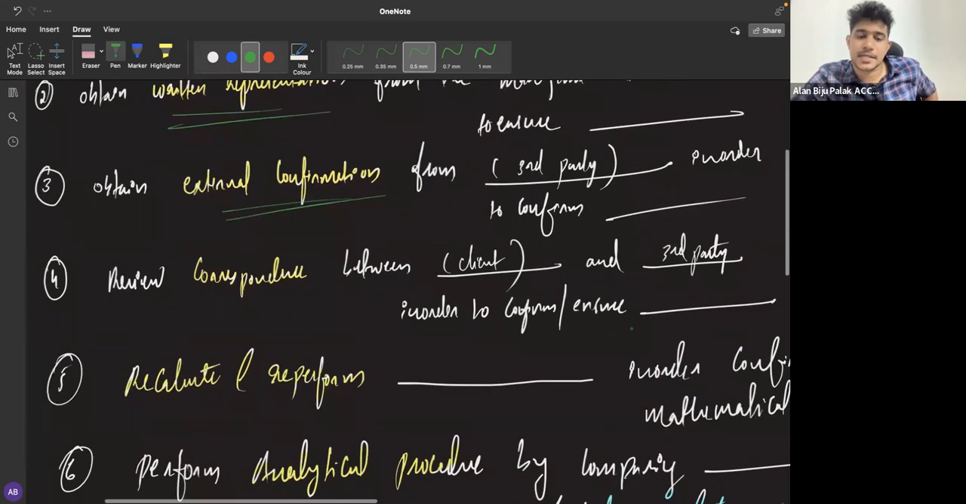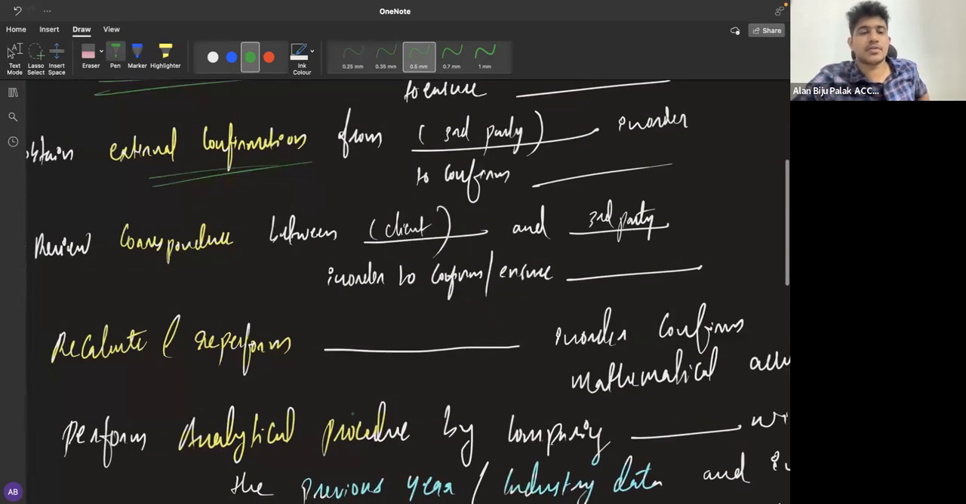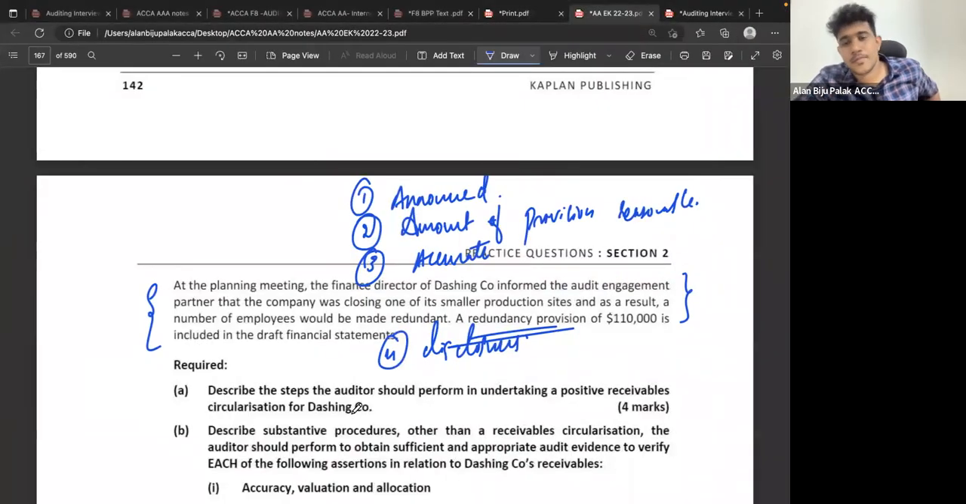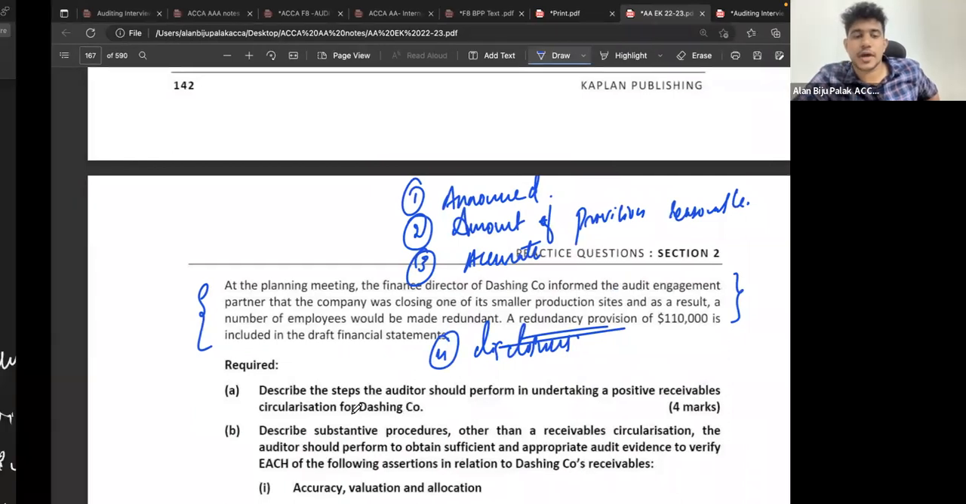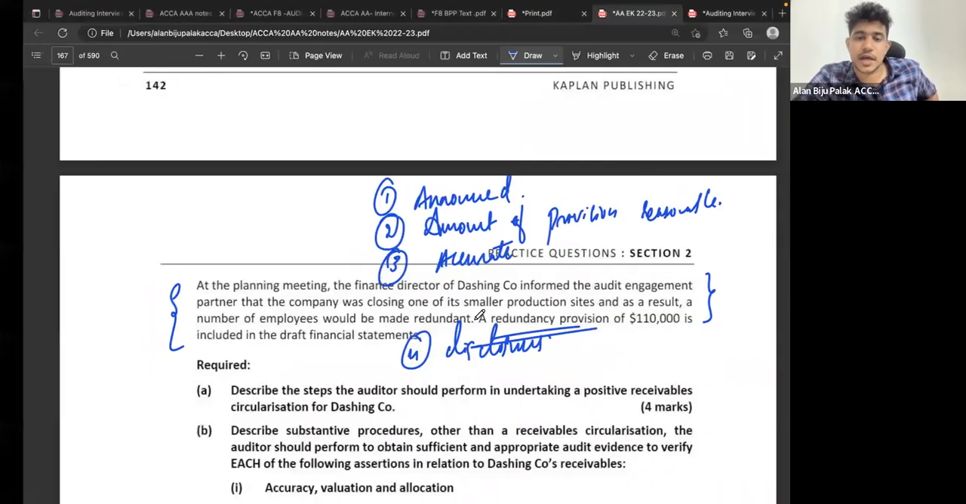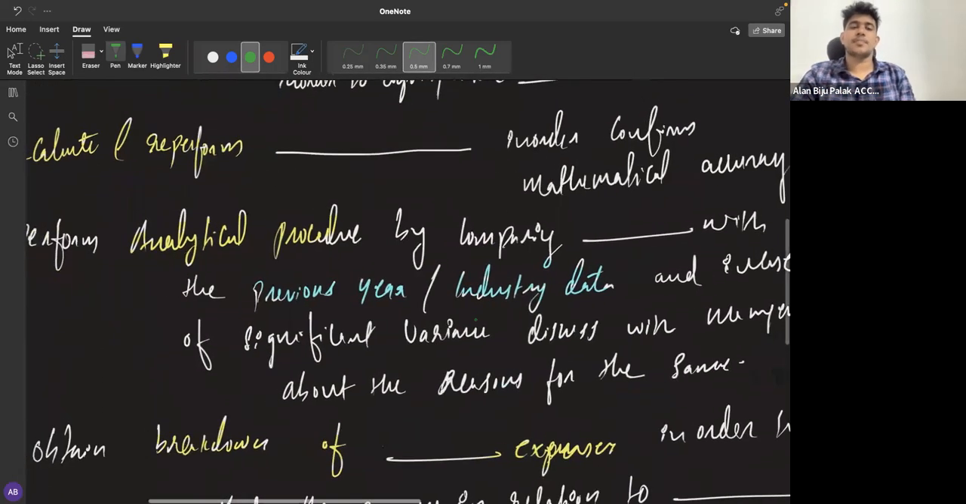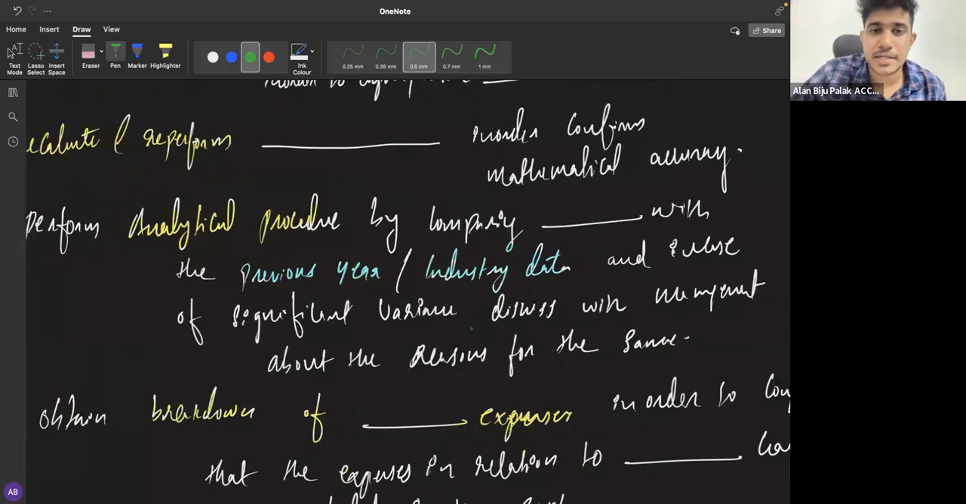Okay. Then next, you can consider recalculation or reperformance to confirm the mathematical accuracy. What can you recalculate here? Amount of provision. So you have to specify it according to the scenario. Recalculate the amount of provision of 1,10,000 in order to confirm the mathematical accuracy. Then you can always consider performing analytical procedure, which means comparison between current year balance and previous year balance, or comparison with industry standard. And in case of difference, you can also discuss with the management about the reasons.